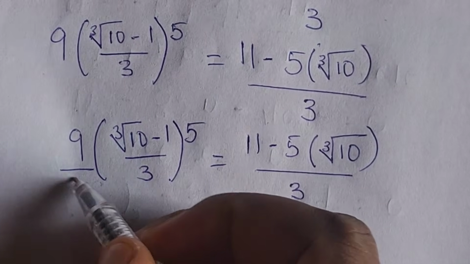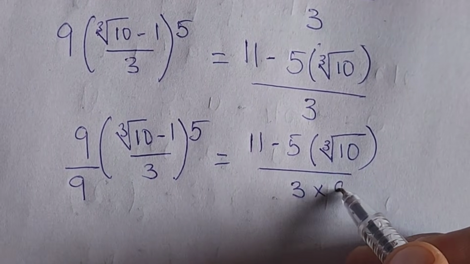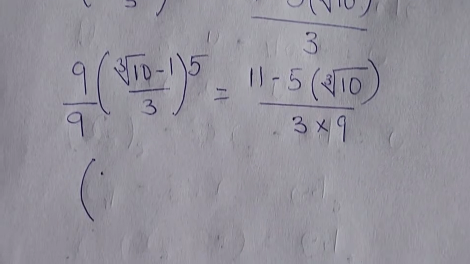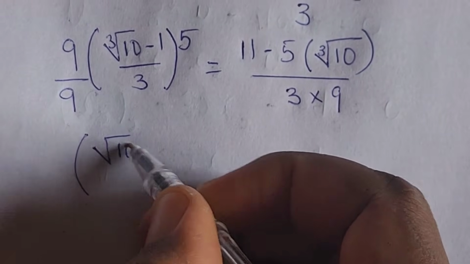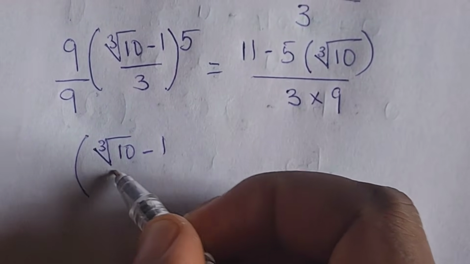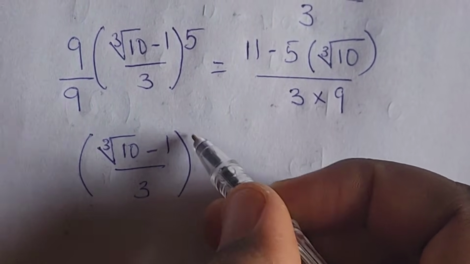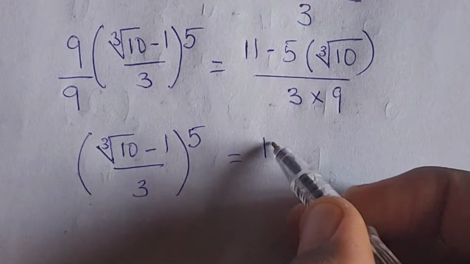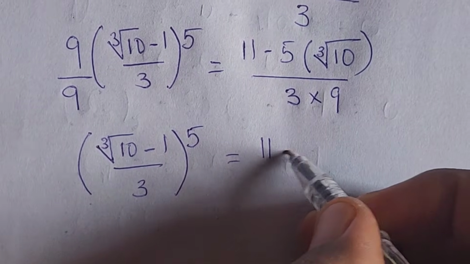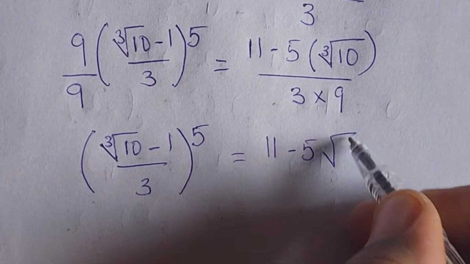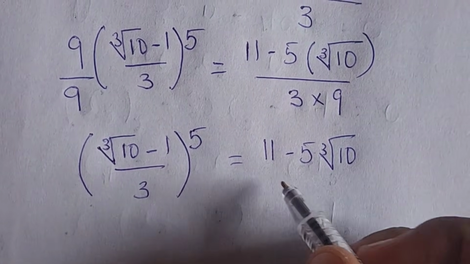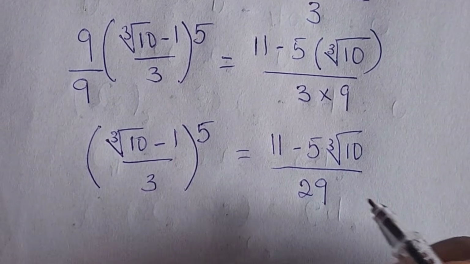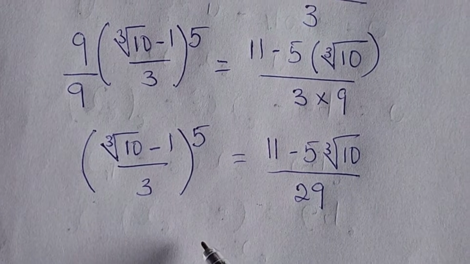So when we divide both sides by 9, we have that the cube root of 10 minus 1 over 3 all to the power of 5 is equal to 11 minus 5 times the cube root of 10 all over, we have 3 times 9, which is 27. So this is our final answer.